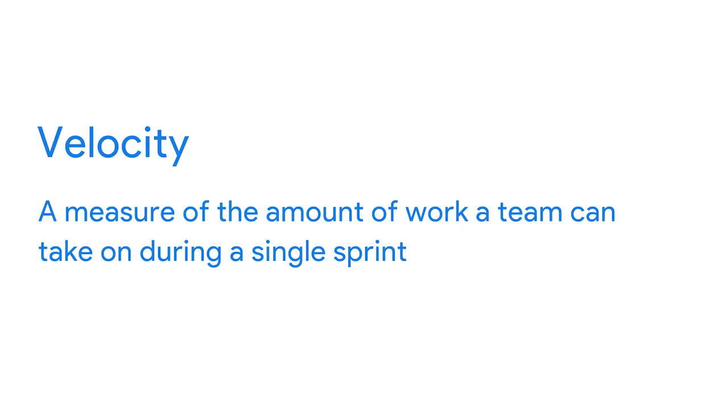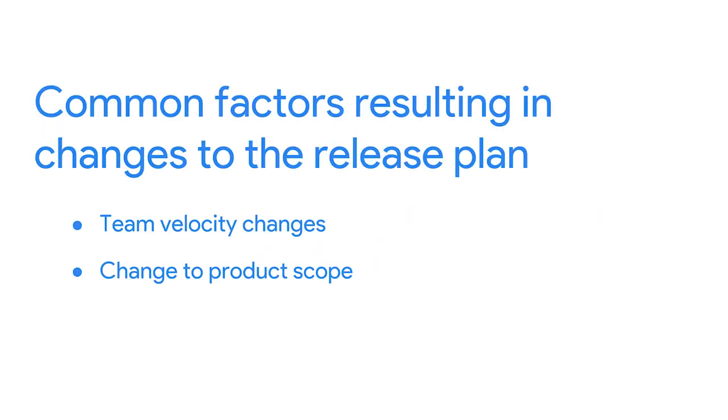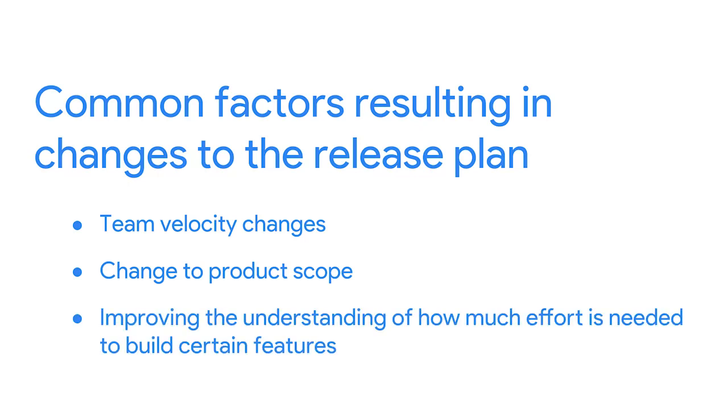Some common factors that may result in a change to the release plan could include a change in team velocity, or how much work the team can do in a given iteration or sprint. This could be from adding or losing team members or even just efficiency gains from how they work. A second factor is a change to the product's scope, if the product owner approves a change to the product. And a third factor that could affect a release plan is improving the understanding of how much effort is needed to build certain features. The team may discover that a user story or epic is more or less difficult than they originally thought, after doing some research or simply from better understanding the product space.